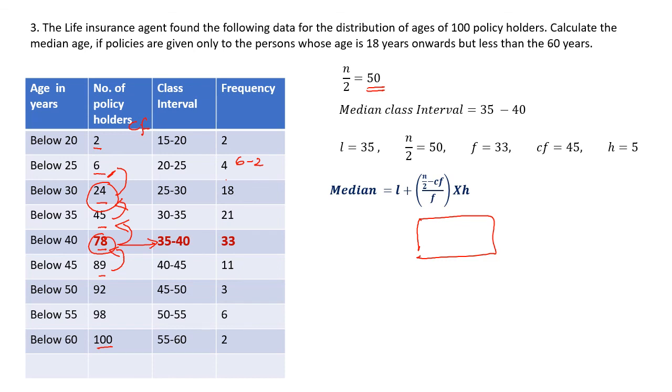So median equals L plus n upon 2 minus CF upon f into h. When you substitute, 35 plus 50 minus 45 upon 33 into 5. We can simplify this separately, and then add to the 35. So 50 minus 45 will give you 5. So 5 into 5 will be 25 upon 33. So 35 plus 25 upon 33 will give you 0.76. So 35 plus 0.76, the median is 35.76. So I hope you have understood how to calculate median very easily.